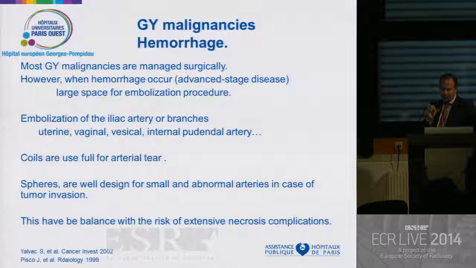Coils are useful for arterial tears. I will show you an example. But spheres have to be used as a first-line treatment. And we just have to balance between the risk of extensive necrosis and uncontrolled bleeding.